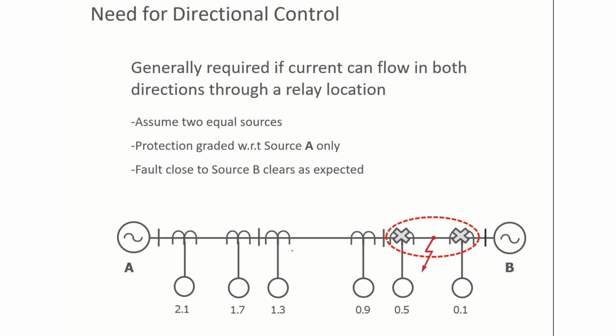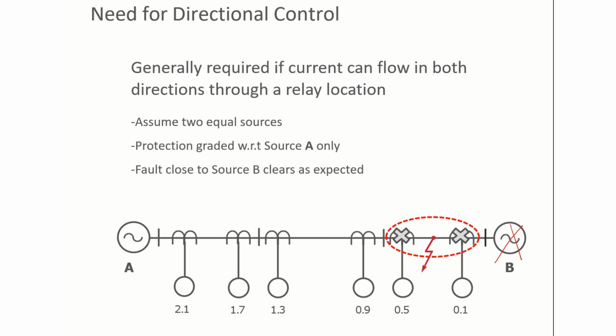Now consider this very simple example. Suppose we have a fault here. Before that, you can see there are some numbers like 0.159, 1.3, 1.7, and 2.1. This is done using a simple coordination example that we considered in the last session. This coordination uses definite time grading, where the fastest operating relay is closer to the load end, if we do not consider this source. The fastest operating relay is nearer to the load side, and all other relays have a 0.4 second coordination time interval.